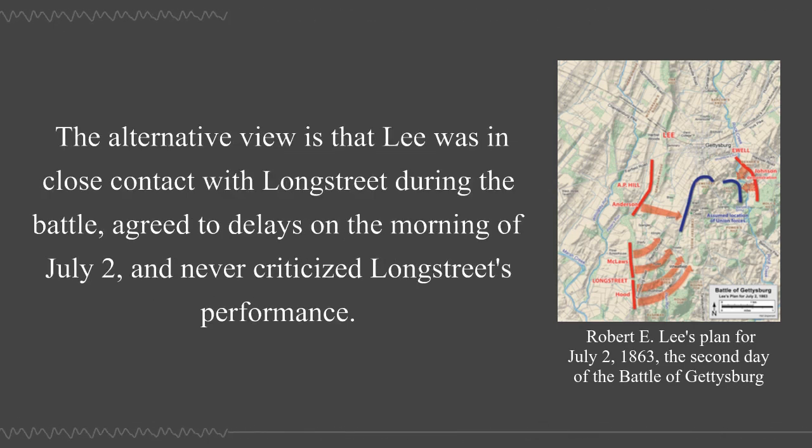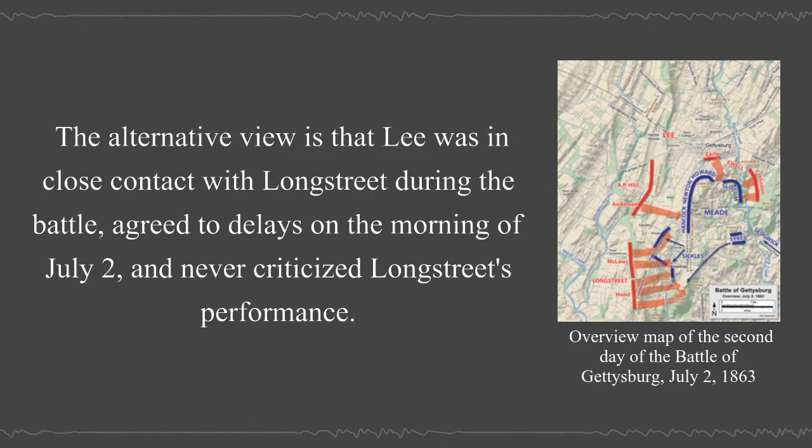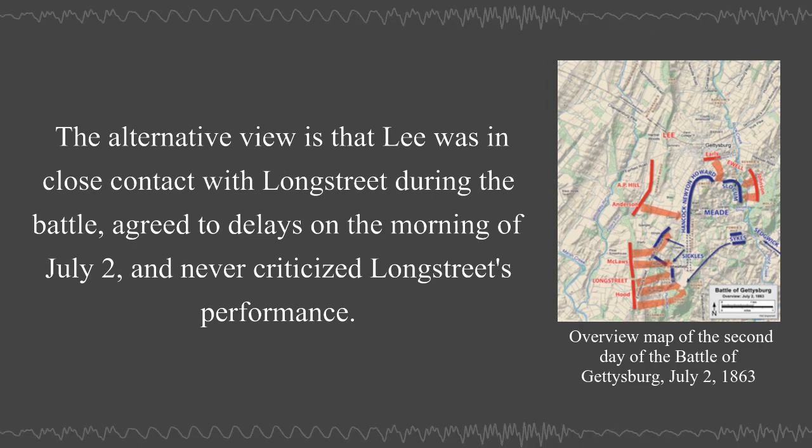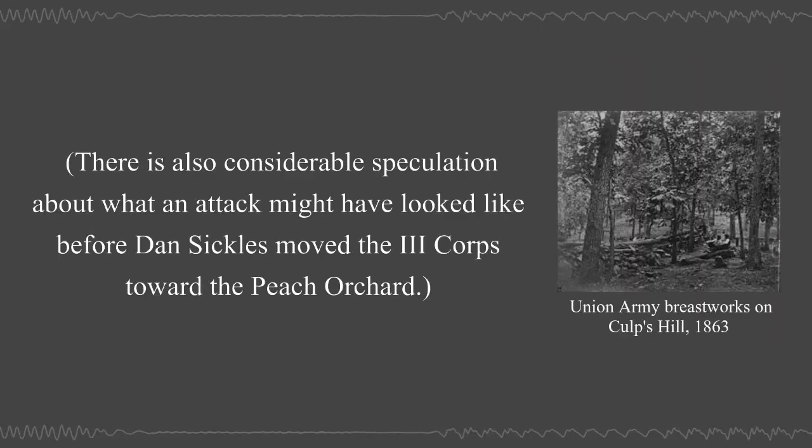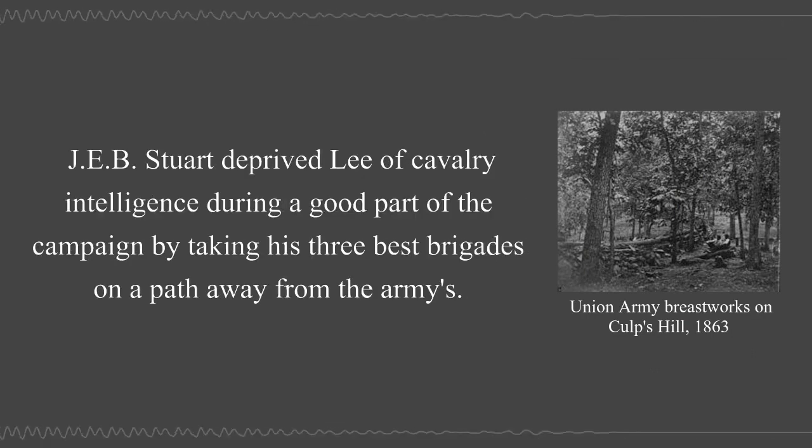The alternative view is that Lee was in close contact with Longstreet during the battle, agreed to delays on the morning of July 2, and never criticized Longstreet's performance. There is also considerable speculation about what an attack might have looked like before Dan Sickles moved the three corps toward the Peach Orchard.